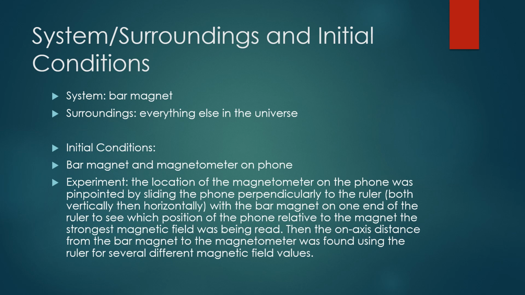For my system and surroundings, and initial conditions, my system was a bar magnet, and the surroundings was everything else in the universe. The initial conditions were the bar magnet and the magnetometer on my phone.